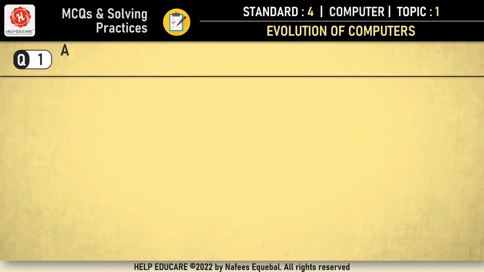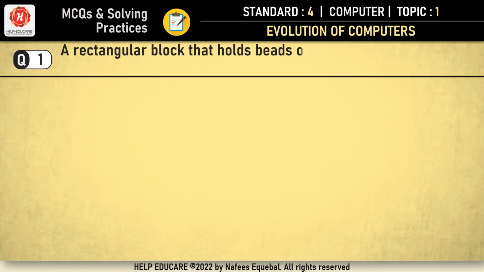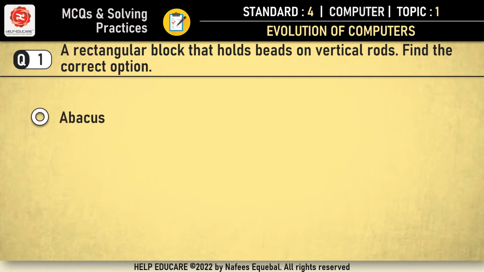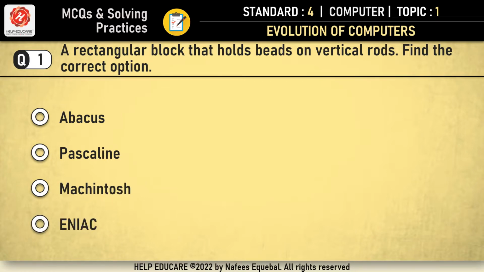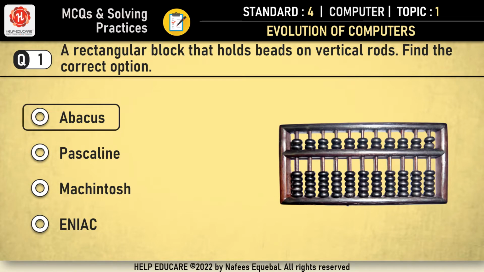Question number 1. A rectangular block that holds beads on vertical rods. Find the correct option. First option, abacus. Second option, pascaline. Third option, Macintosh. Fourth option, ENIAC. Answer will be displayed in 10 seconds. Correct answer is abacus.